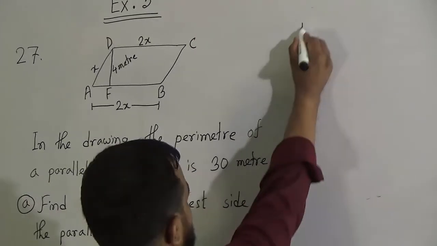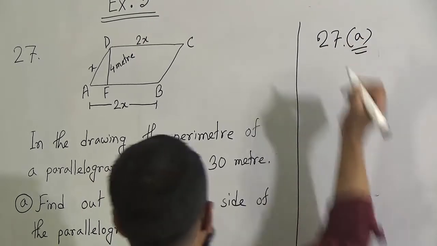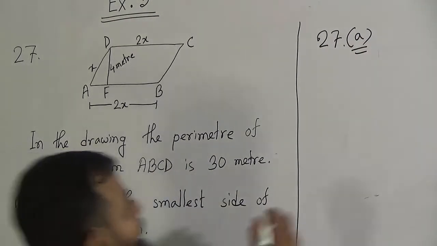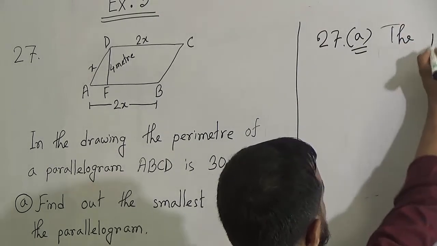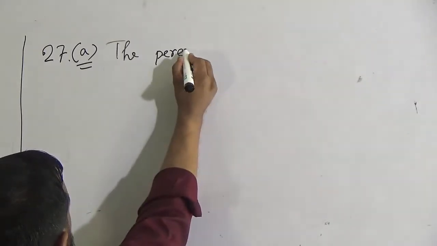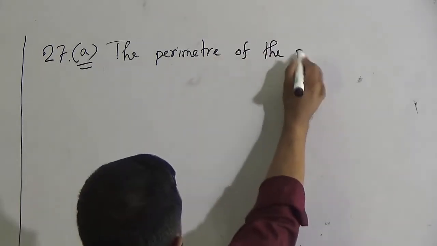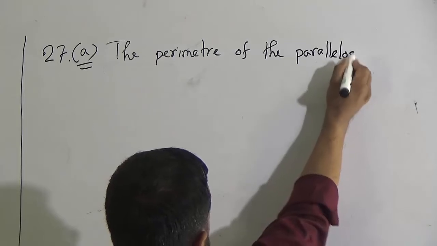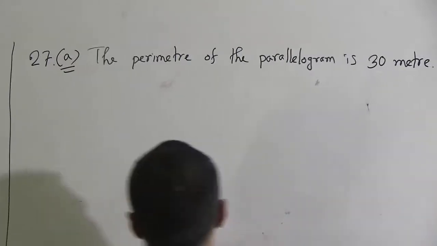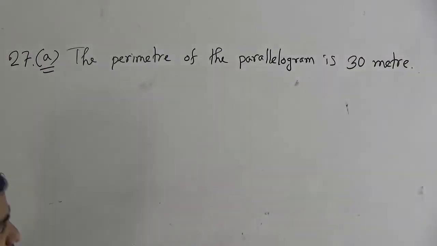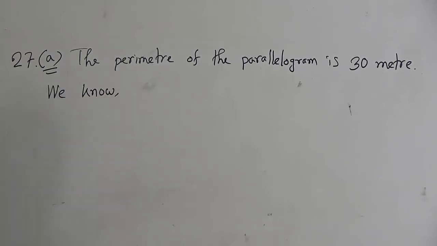Now how can we find out this one? My dear students, it's a very simple solution for activity A, because we need to find out the value of x, and we know that the perimeter of a parallelogram is what? The perimeter of the parallelogram is 30 meter is given. Okay, this is given, or you can write down that given that the perimeter of the parallelogram is 30 meter, and we know the formula of the perimeter of a parallelogram.